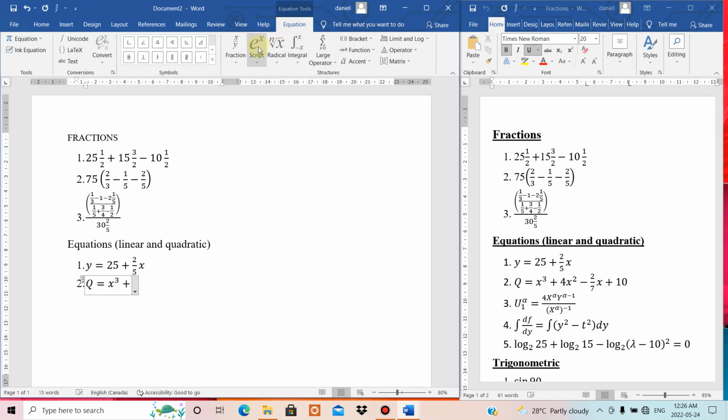The next also has a superscript of 2 and 4x. So 4x minus, we have a fraction 2 on 7 x plus 10. Very simple as that.